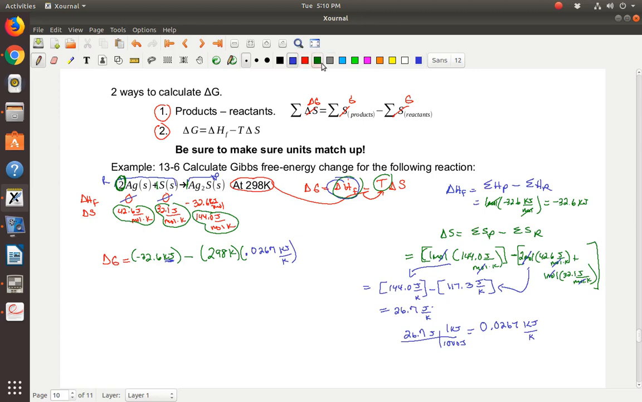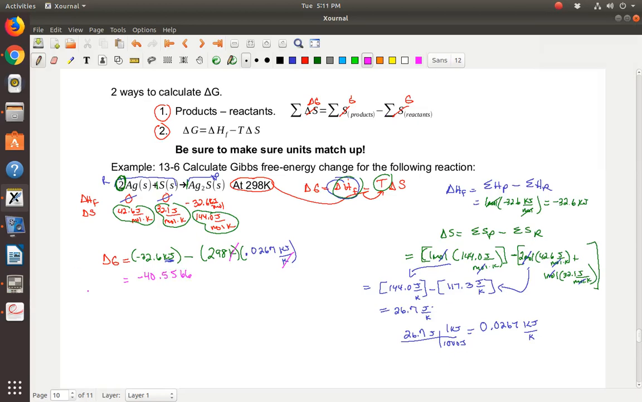Now we can cancel some things. So let me use another color. Kelvins and kelvins cancel so that we have just kilojoules. So we now take a negative 32.6 minus the 298 times 0.0267.